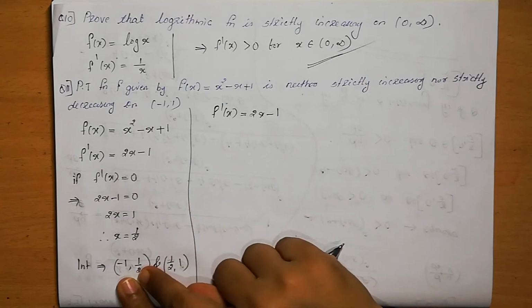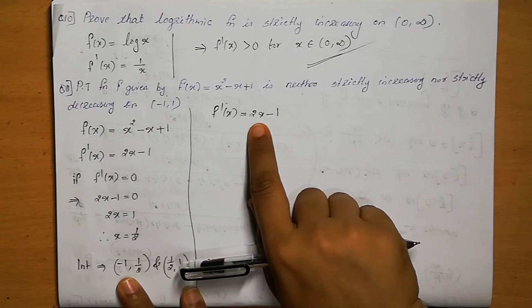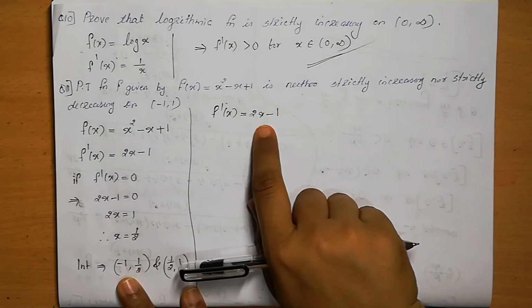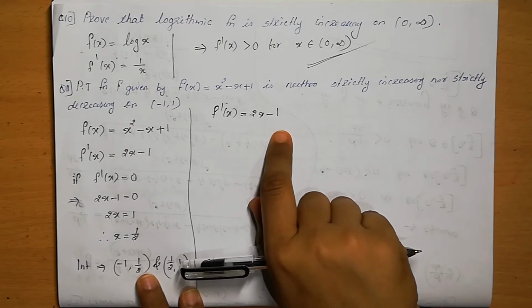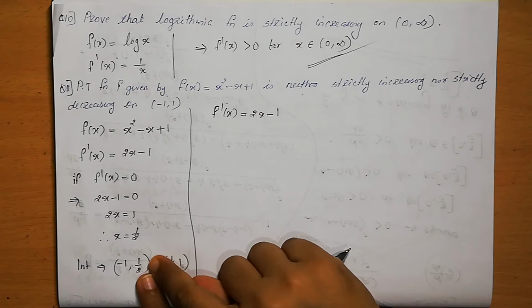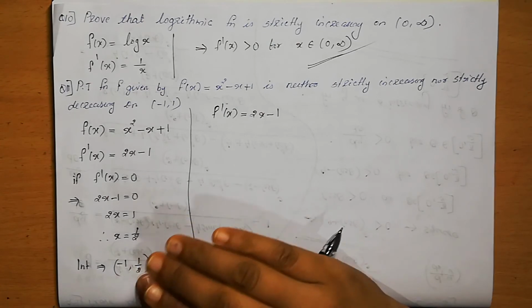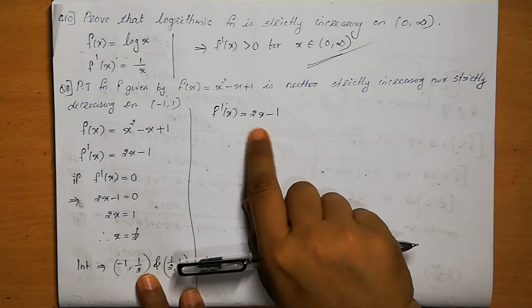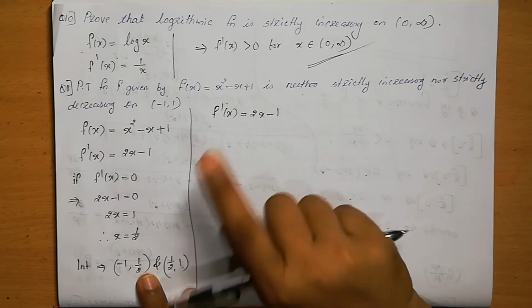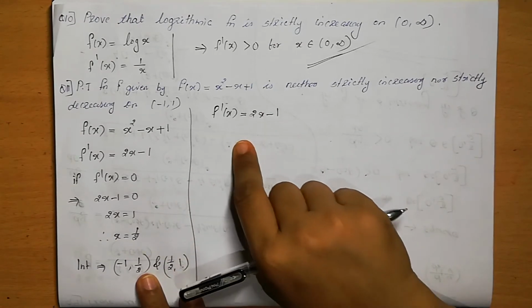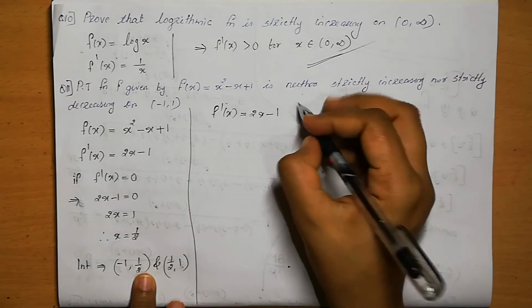Suppose we take minus 0.9, what will we get? Minus 0.9 into 2 is minus 1.8. Minus 1 more gives a negative answer. Next, up to 0.5, since 1 by 2 means 0.5, below that I am taking the number 0.4. 0.4 into 2 is 0.8. 0.8 minus 1, what will we get? A negative value. That means f dash x is less than 0 for which one?